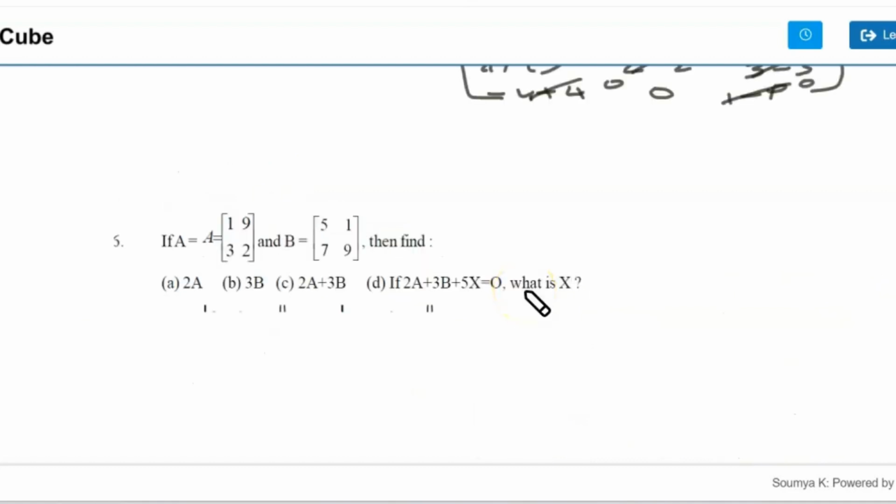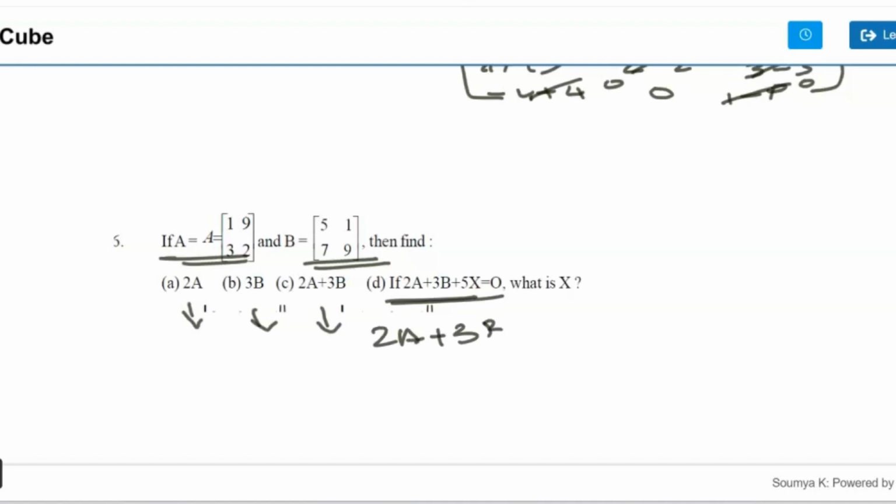Let's check the next solution. That is, a matrix A is given, and a matrix B is given. 2A plus 3B can be calculated by just scalar multiplication and then adding them. Now let's check this question. It says 2A plus 3B plus 5X equal to 0.